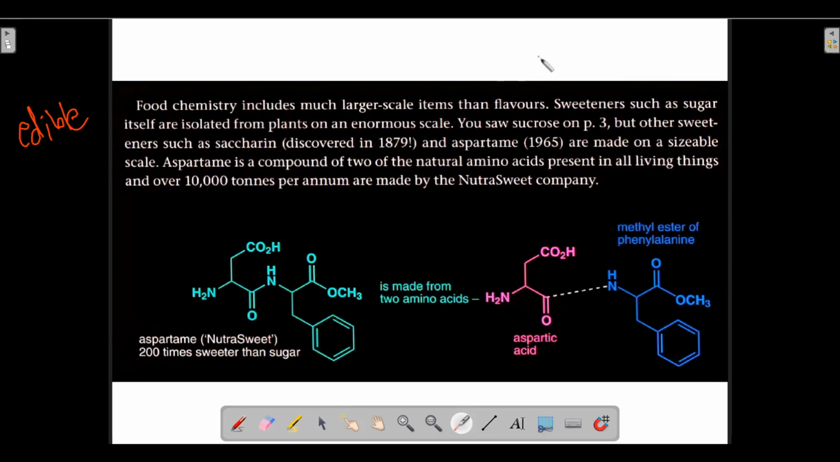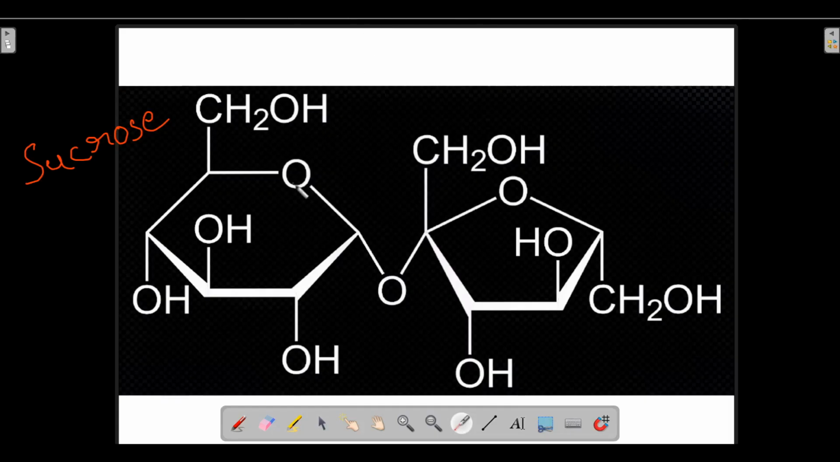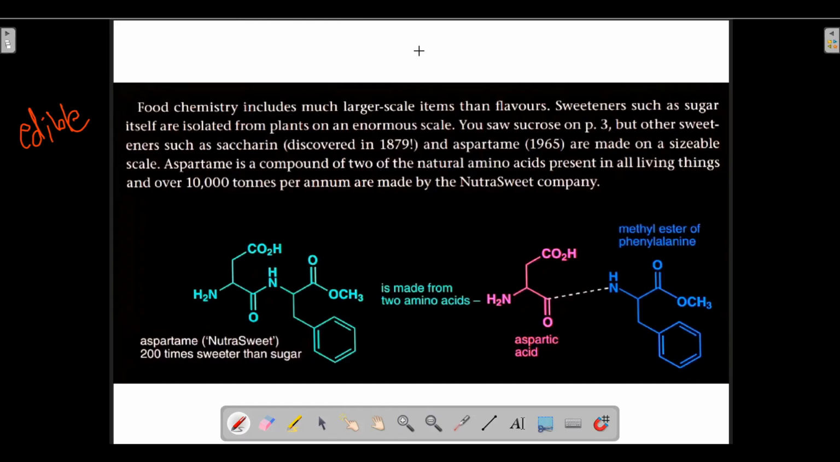Sweeteners such as sugar. Now you already know what sugar is. Sugar is sucrose. Its structure is like this. This is sugar in reality. Sugar contains sucrose. This is the structure of sucrose. Sweeteners such as sugar itself are isolated from plants on an enormous scale.